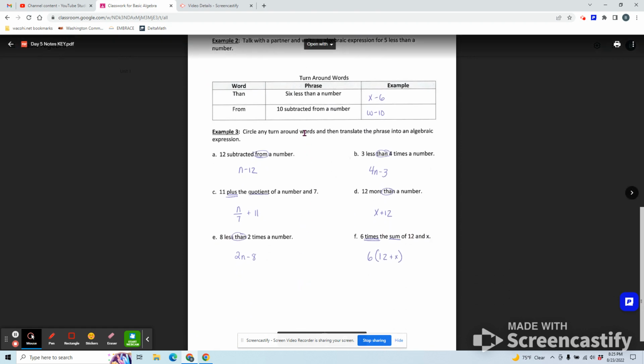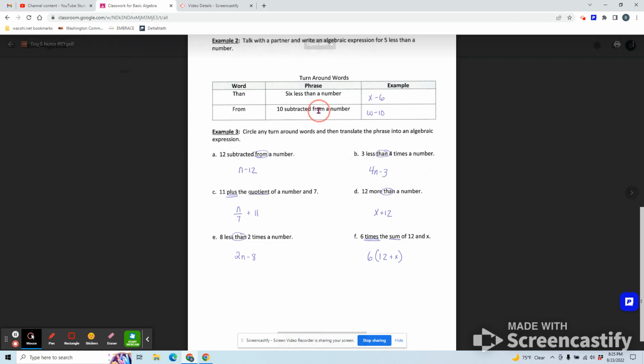Right, sometimes you're going to get something that's called turnaround words. So if I see the word than or from, 6 less than a number. Lots of students like to say 6 minus x. That's not it. Right? I want 6 less than a number. Here's my number, and I'm taking 6 away from it. 6 less than a number.